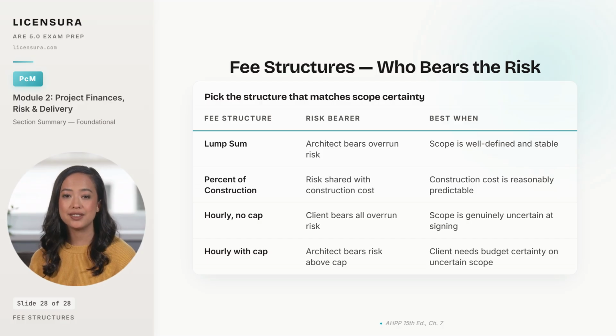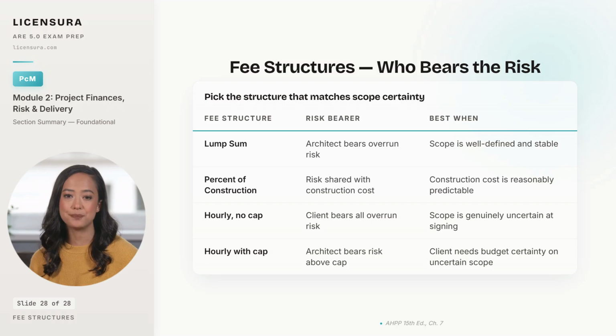4 fee structures, and the question on every one of them is the same. Who bears the risk if the scope drifts? Lump sum puts all overrun risk on the architect. It works only when the scope is genuinely well-defined and the client has no appetite for change. Percent of construction shares the risk with the construction cost itself. If the project gets bigger, the fee gets bigger. And it works when construction cost is reasonably predictable.